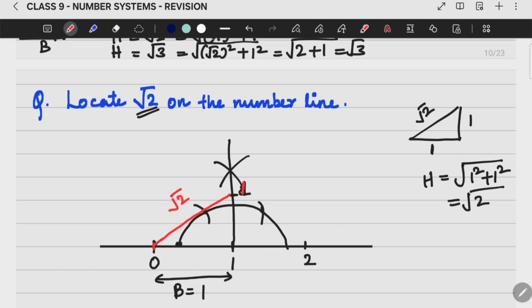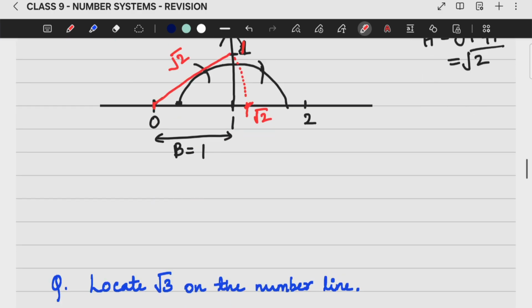Then keep your compass at 0 and with the radius of root 2, extend it and make sure you cut the number line. The length that you have taken between this point and this point will be square root of 2. So now you have plotted it, and this is your square root of 2.